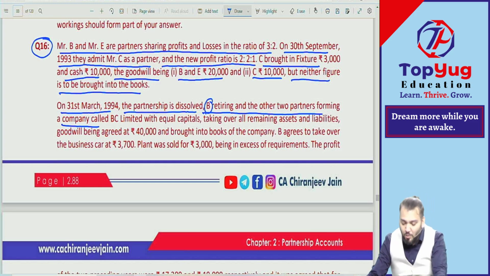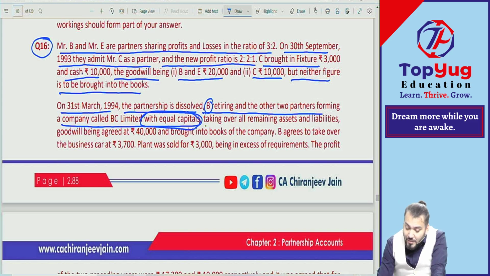Okay, I hope you have understood that the partnership firm is dissolved and the other two partners are forming a company called BC Limited with equal capital. Whenever this type of information is given, you should give stress. Give a circle, because you will forget this point, with equal capital. Understood? Taking all remaining assets and liabilities means all assets and liabilities are taken over.